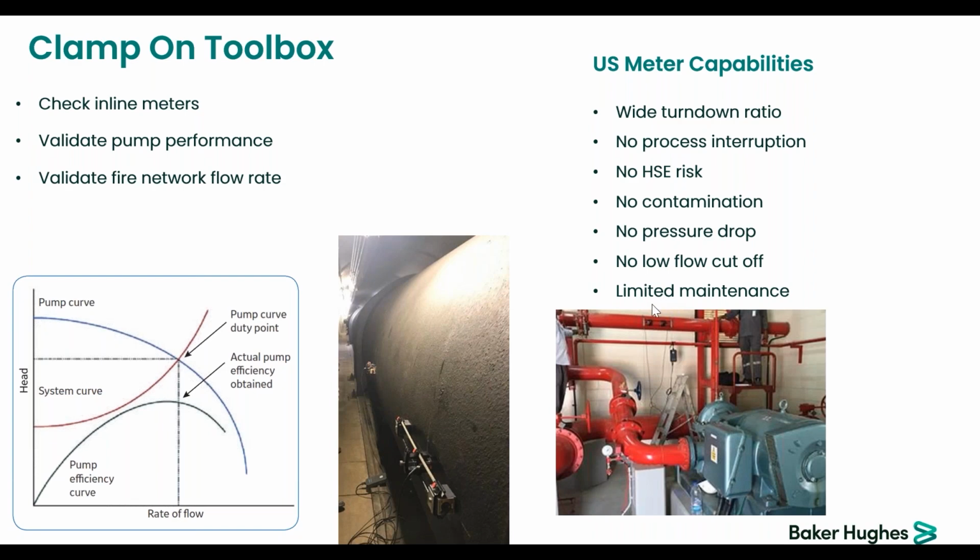So this picture also shows a fire water pump. You can see the line is clamped. It's not very common to have permanent flow meters on fire water pumps. But when you do the dry runs, you need to ensure that the pump delivers, as we discussed previously on the curve, the flow rate and the height it is supposed to deliver, and you can easily cross-check this with a clamp-on.